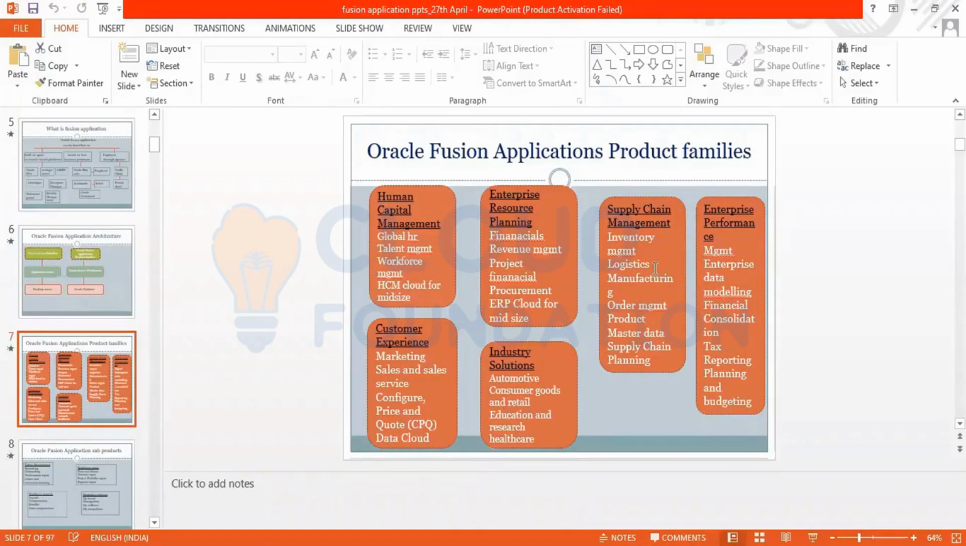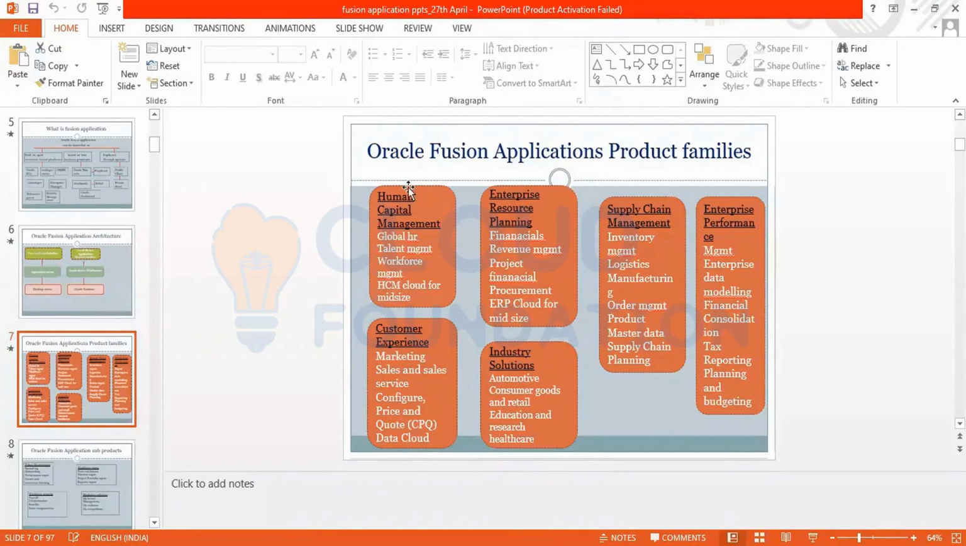Supply chain management. We have inventory management, manufacturing, order management, master data, supply chain planning, and enterprise performance. We have different data modeling and financial reporting structures. Customer experience. We have marketing, sales and service. Industry solutions. We have automotive, consumer products, retail, education, research and healthcare. So all these things are product families in the Oracle product families.